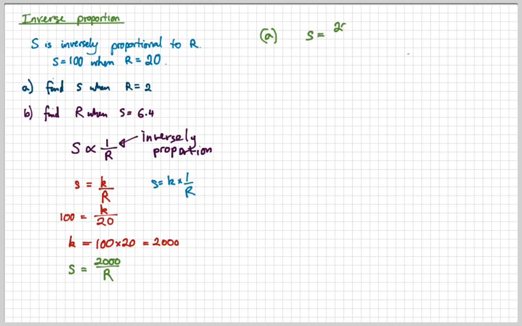So for A, we know that R is equal to 2. So we can say that S is equal to 2,000 divided by 2. 2,000 divided by 2 is 1,000. Lovely.